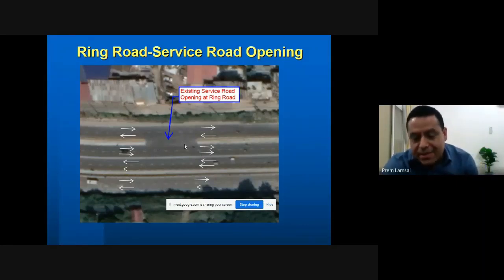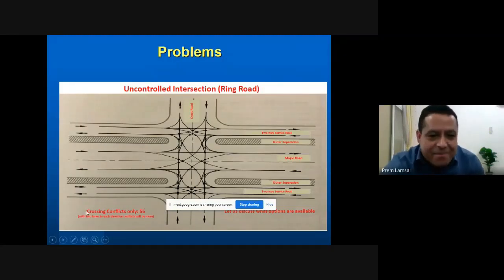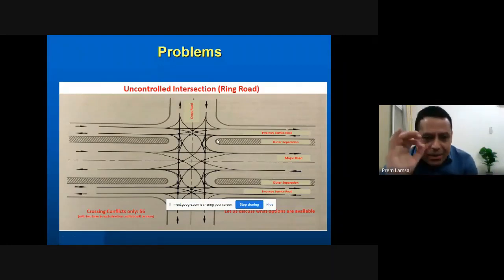So I have some recommendations for that. This is a slide I got from Partha Parajuli sir, and he has identified 56 conflict points at this typical 4-leg intersection on Ring Road. And we are expecting a few traffic police to control these 56 conflicting points, which is nearly impossible.